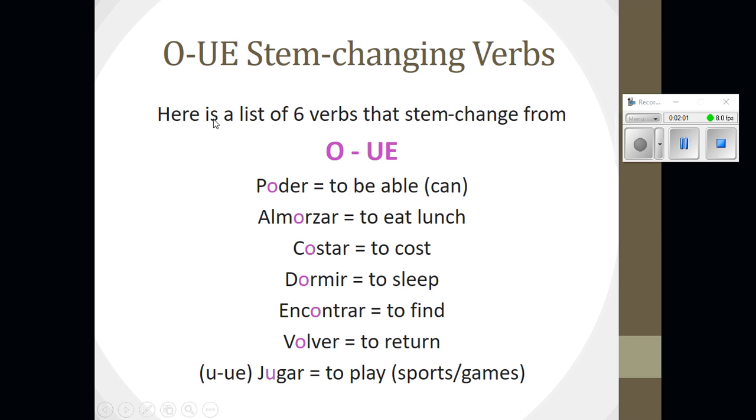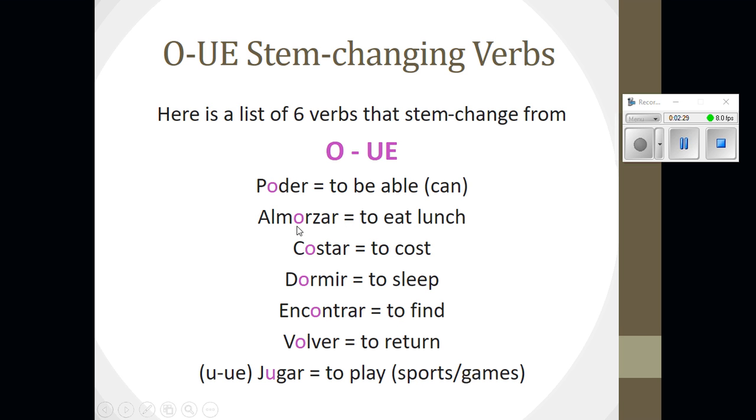All right, so we just said we know E to IE stem changing verbs, okay? Now we're going to focus on O to UE stem changing verbs. So here's a list of those 6 verbs that stem change from O to UE. Okay, so just like the E to IE, there's a small list that we need to memorize. Okay, the first one is poder, which means to be able or can. There is an O in the stem that must change to UE when you conjugate it.